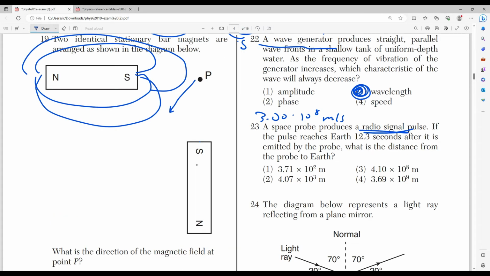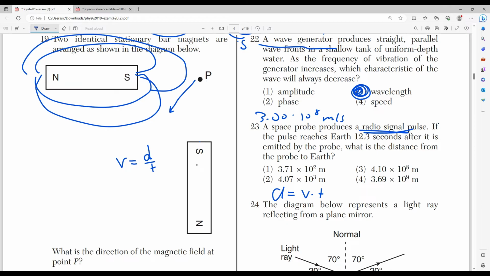So it travels at the speed of light, and it's asking us the distance. Well, remember that distance is equal to velocity times time, right? Or speed times time. That's not on the reference table. You should probably know that. Why? Because v equals d over t. So if you want to solve for d, you just have to multiply by t. So you get d is equal to vt, right?